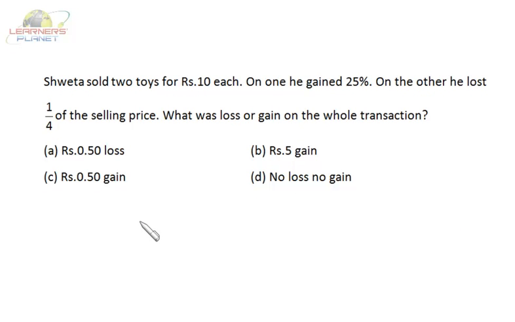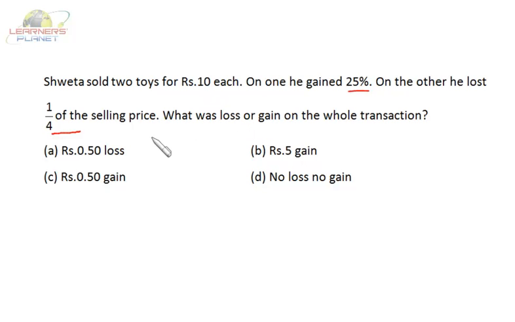Now friends, once again a similar problem. Solve it on your own and then match your answer and procedure with mine. Shweta sold 2 toys for rupees 10 each. On one she is making a profit of 25% and on the other she is losing 1/4 of the selling price. We have to find out her overall profit or loss.